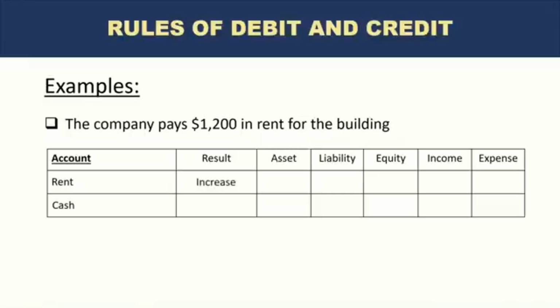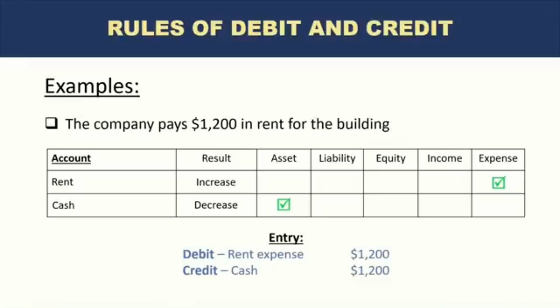Because, again, let's say the company started from scratch. There was no rent expense so far, but now in the first month, they have already paid $1,200. So there is an increase in rent expense and there is a decrease in cash because cash is paid out. So this is a good example. We know assets and expenses follow the same debit and credit logic, right? So if there is an increase in expense, it's a debit. And if there is a decrease in an asset, it's a credit, right? So the accounting entry would be rent expense debit $1,200 and cash credit $1,200.